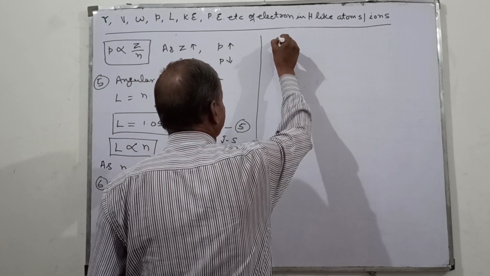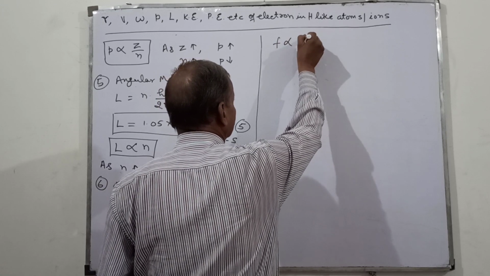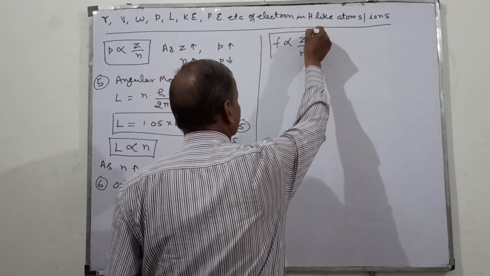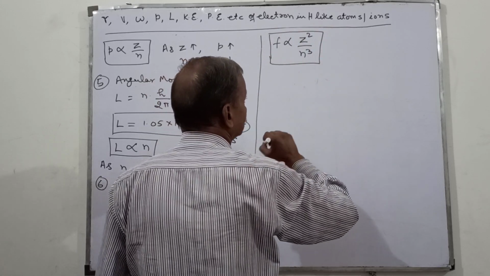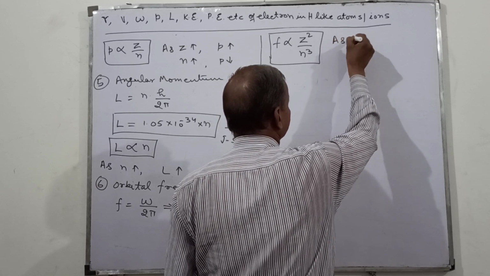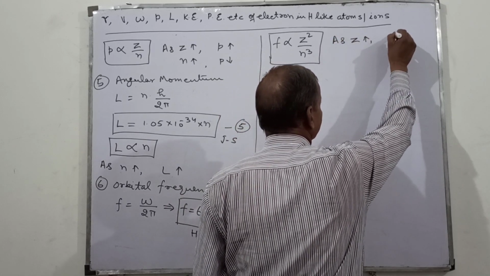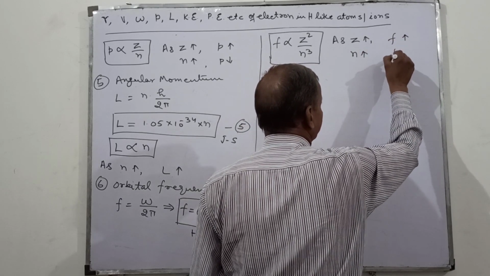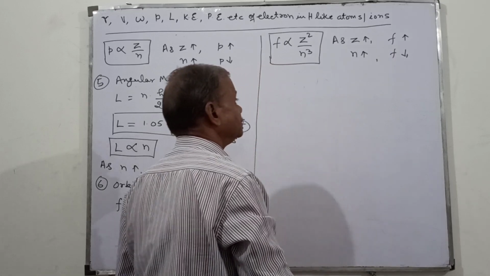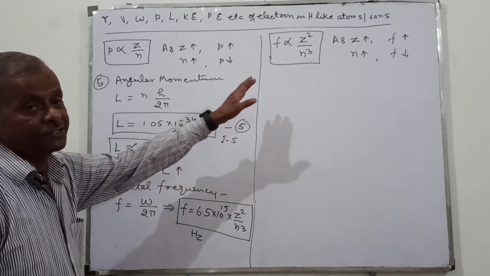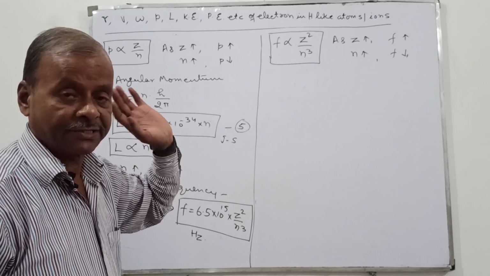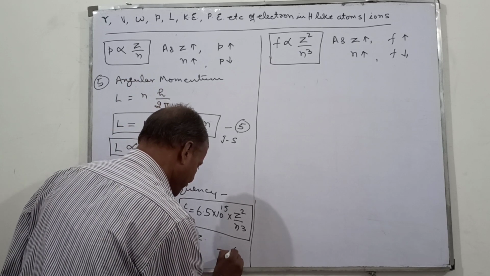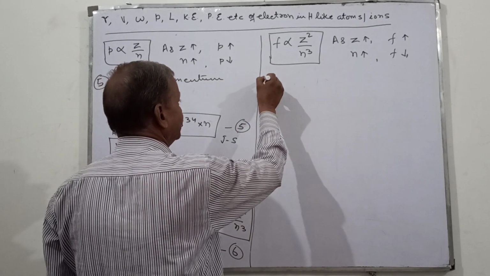So this F is proportional to Z square upon nq. So now we can have that as Z increases, the frequency also increases. If n increases, then frequency decreases. So about the frequency and the angular momentum, they are having the same relationship. This is now relation number 6. Now 7.